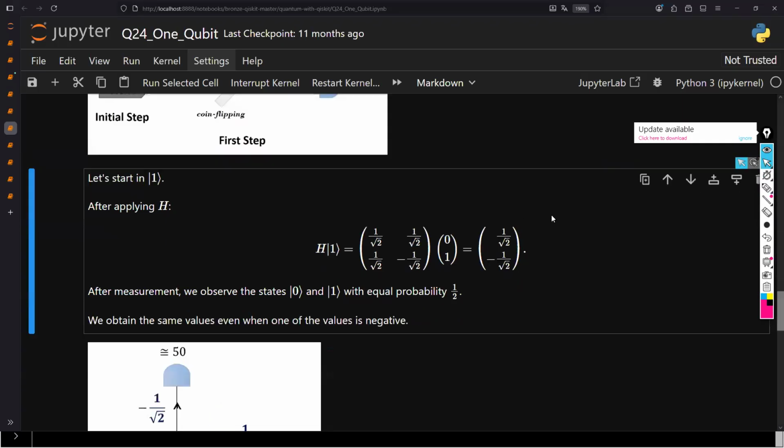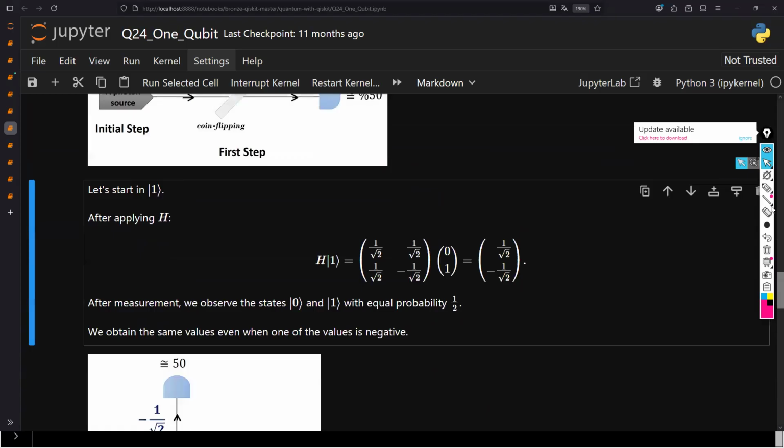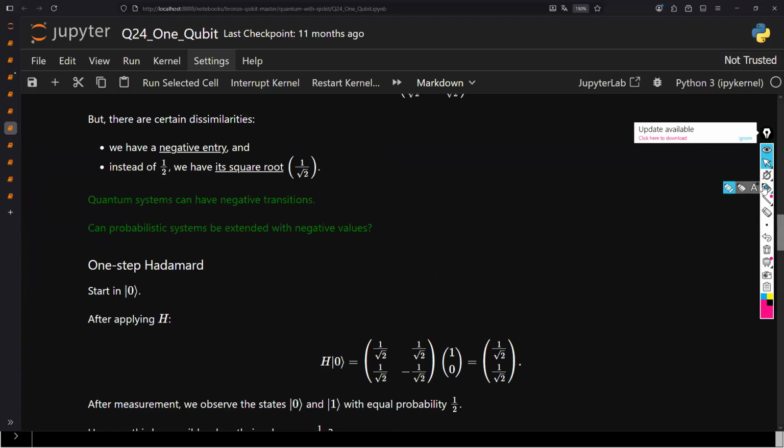Back to the lecture. What we have here is, as we have said, when we start from the state 0, after the H operator we end up with 1 over square root of 2, 1 over square root of 2. However, when we start from state 1, something different happens, because we copy the second column of the operator.